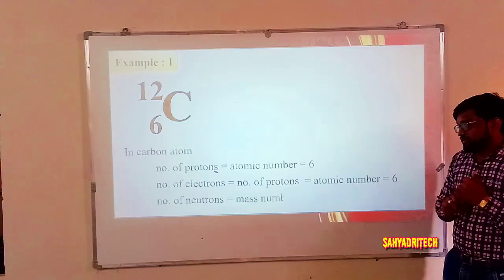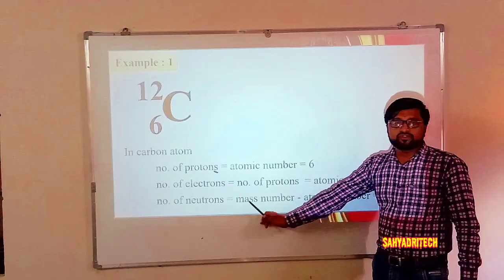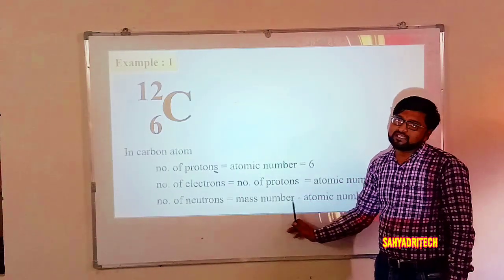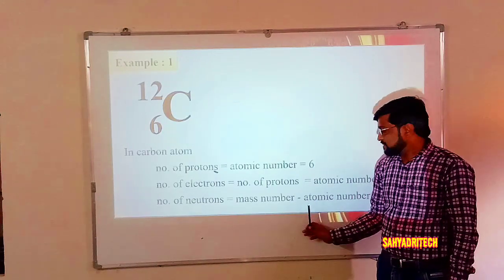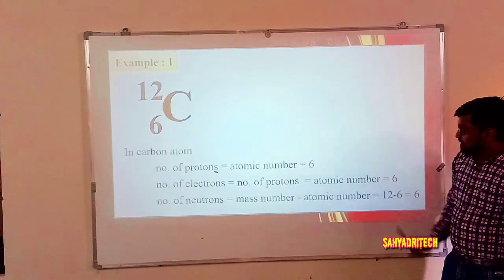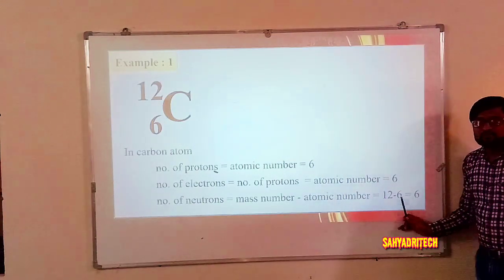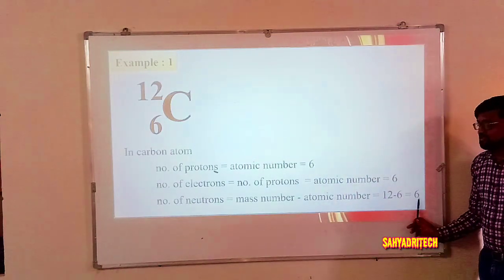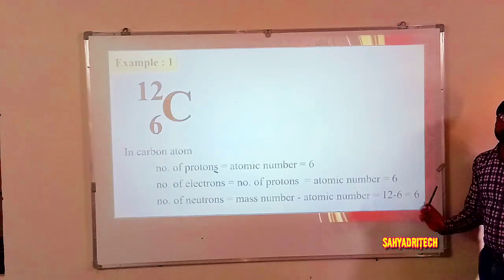Then what about neutron then? The number of neutrons will be equal to mass number minus atomic number, or I can say number of protons. So mass number how much? 12. Atomic number 6. So 12 minus 6, that is 6 is the number of neutrons.